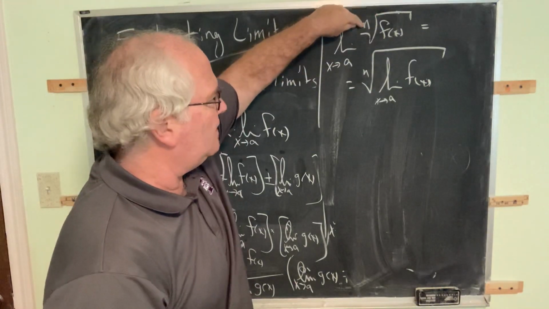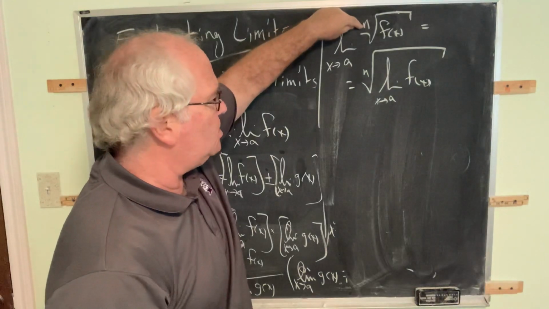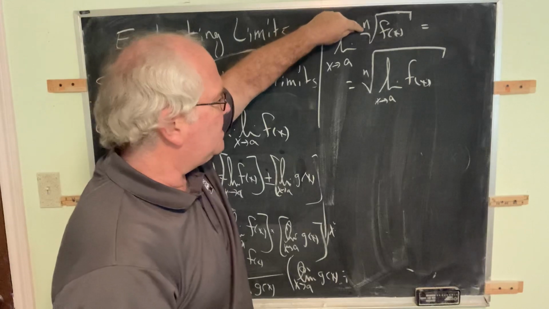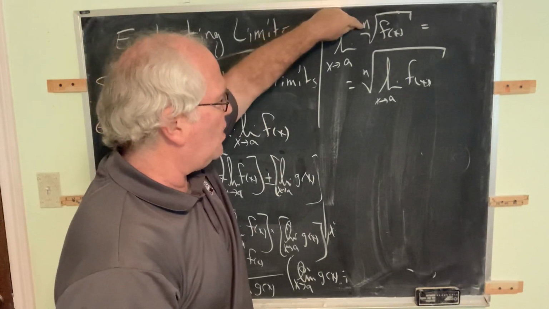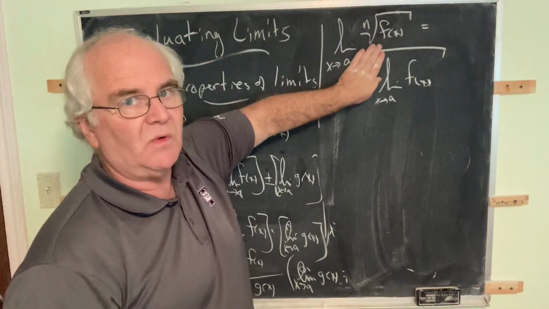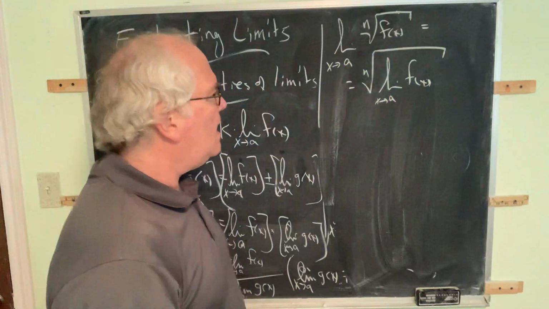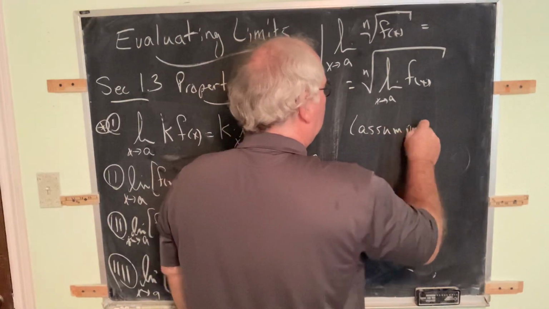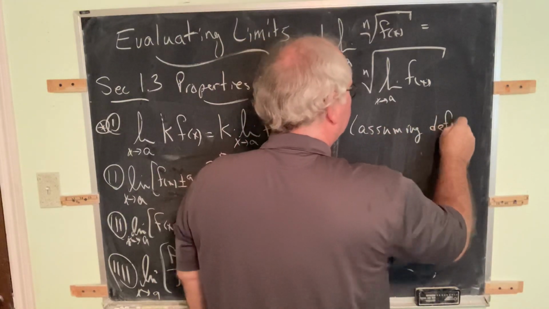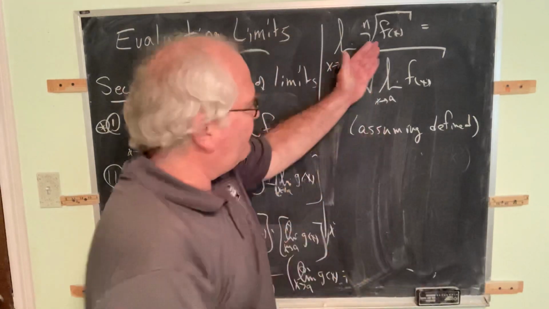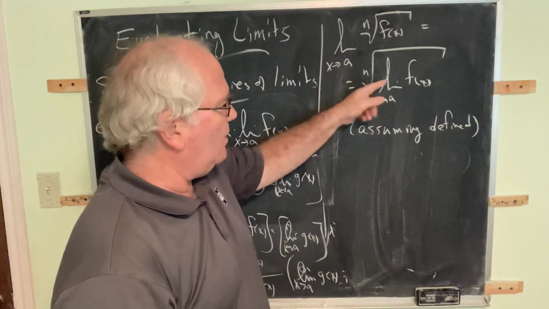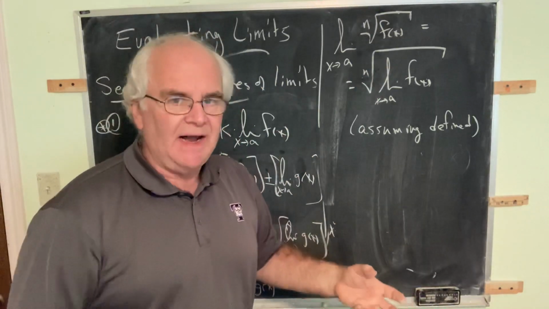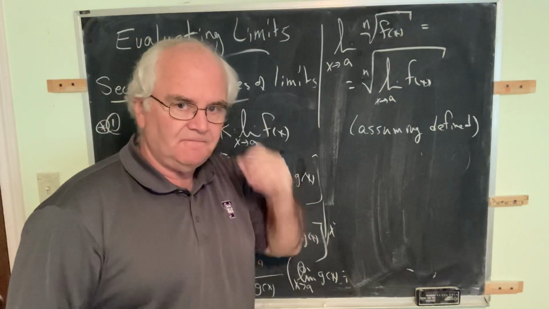So if n, remember this, if n is 3, this is the third root. If n is 2, this is the square root. So let's assume n is 2. Then what this says is the limit of the square root is: first do the limit, then do the square root. All right? Now, this is assuming this is defined. Remember, if this value is a negative number, then square roots of negatives don't work. Fourth roots of negatives don't work. So assuming things are defined, then this property still holds.